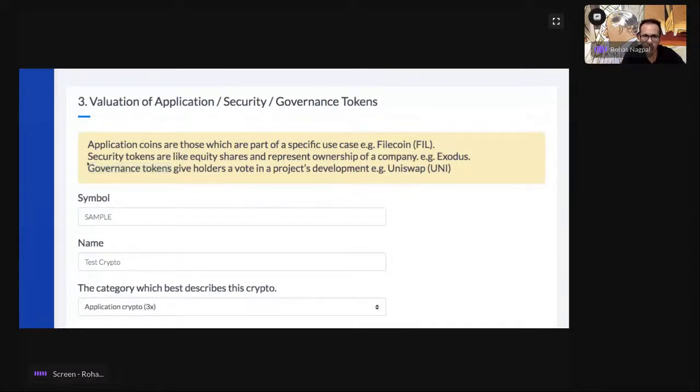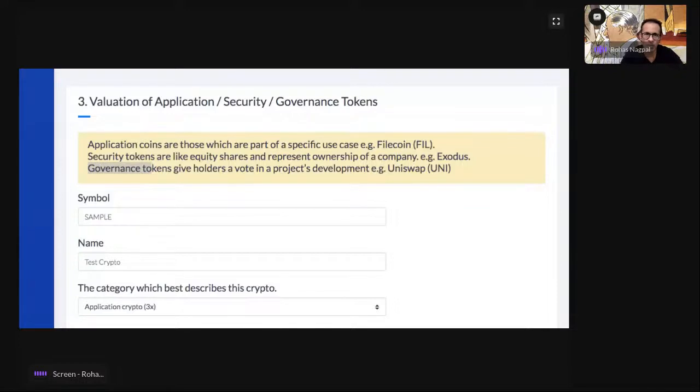It is very important to understand that security tokens give you the voting, but they also give you ownership. Governance tokens only give you voting, they do not give you ownership. I hope that part's clear. You understood the difference between these three. Any questions? Or is it clear what the distinctions are?